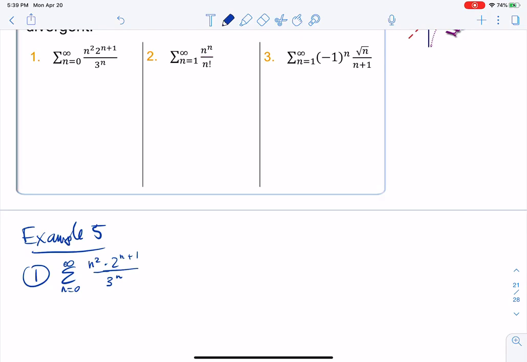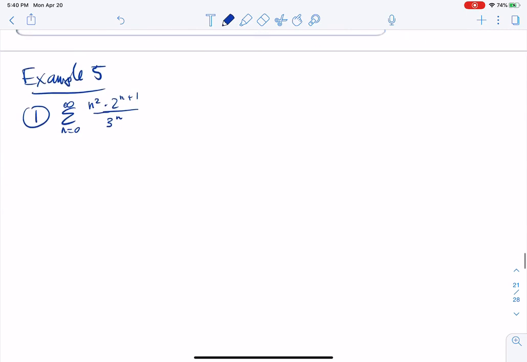Look at this mixture of things in it. It has a power function like this n squared. It also has exponential functions, so it's not just geometric. It has a mixture of these two things. This seems like a pretty good candidate for the ratio test.